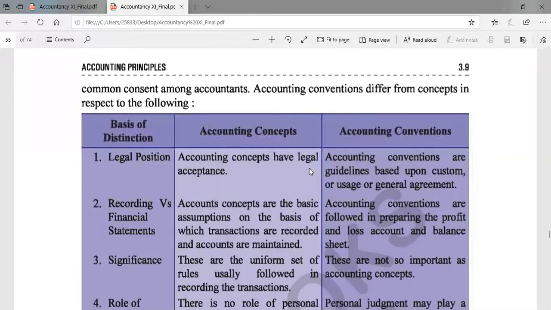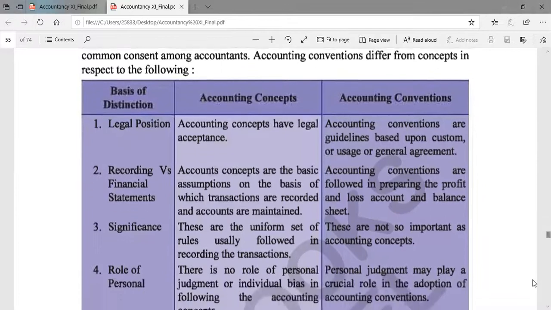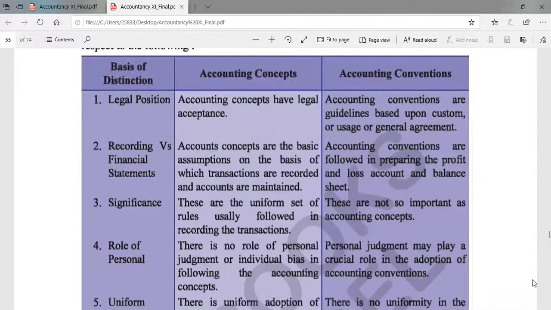Okay, let's move on to the differences now. Now, if we have understood the meaning of accounting concepts and conventions, then these differences will not be tough for us at all. So let's just go through it.